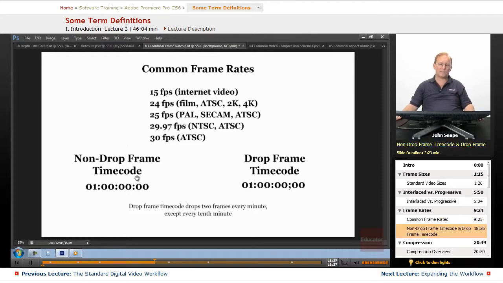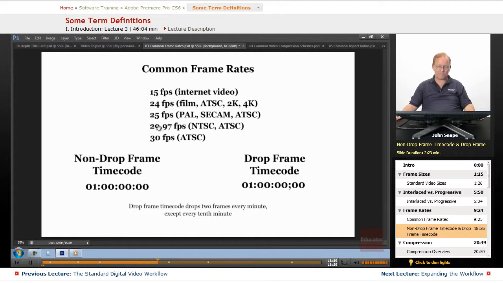Now, when you're inside of a video editing program, you have two different types of time codes. You have non-drop frame and drop frame. And remember how I told you this 29.97 frames per second was so they could add the color information, and you'll drop 2 frames every minute except every 10th minute. That's what this one is. This is the drop frame.